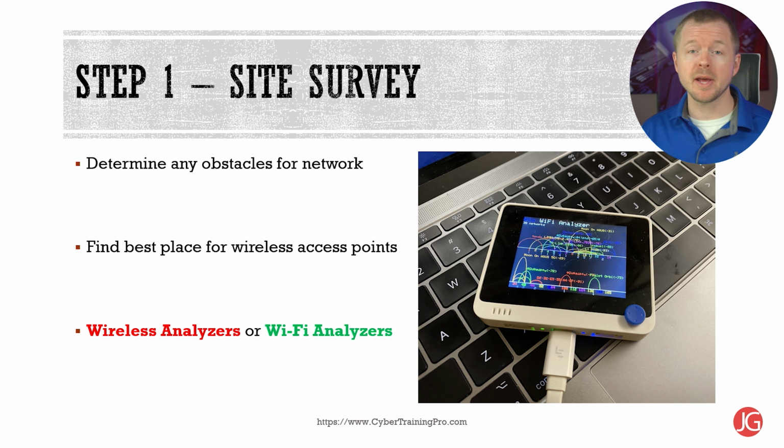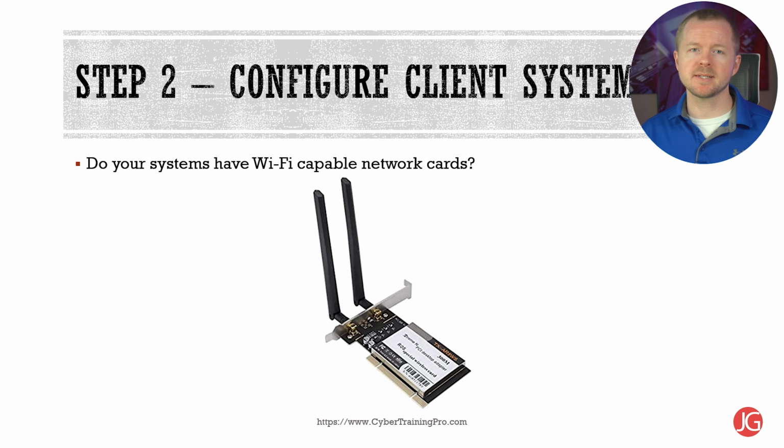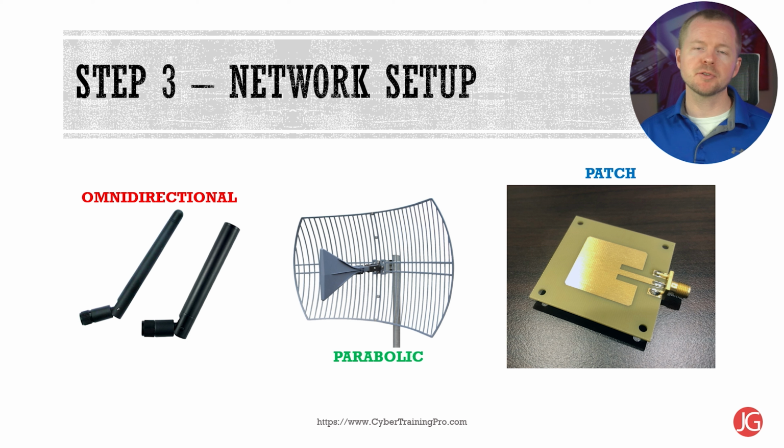You can identify where interference might exist so that you can use the appropriate hardware like newer technology standards or using multiple wireless access points. Wireless analyzers or Wi-Fi analyzers are devices that look for existing wireless networks in the area to help identify where issues might exist. Configuring client systems is the next step where you need devices that can connect to Wi-Fi networks. Mobile devices like laptops or tablets have the capability built in, but desktops are going to need a wireless card or an adapter installed.